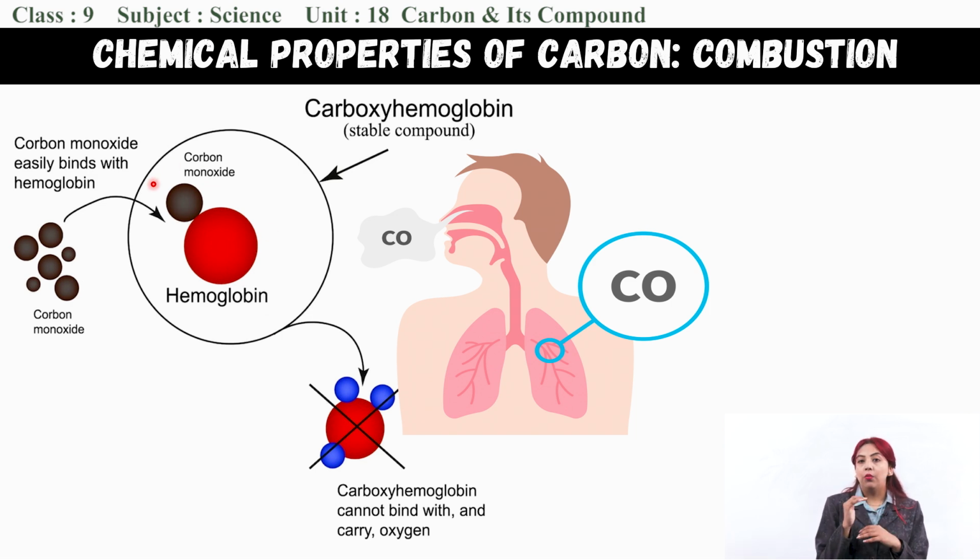Now the main function of RBC is to transport oxygen from the lungs and heart to the different parts of the body, then back to the heart and lungs. Now if hemoglobin already has carbon monoxide attached on its surface, then it does not have a place for oxygen to attach. So that hemoglobin will not be able to transport the oxygen because it would have attached with carbon monoxide, forming carboxyhemoglobin.